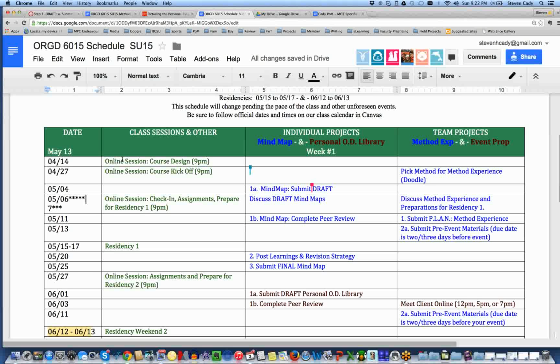Okay. Right. Yeah. And so what'll happen is you'll have a chance to peer review 2 other papers between now and next Monday, and then you'll do the peer review. Then we'll come to the residency and we'll use them in an experience with our graphic recording group, facilitating an experience around them on Friday.